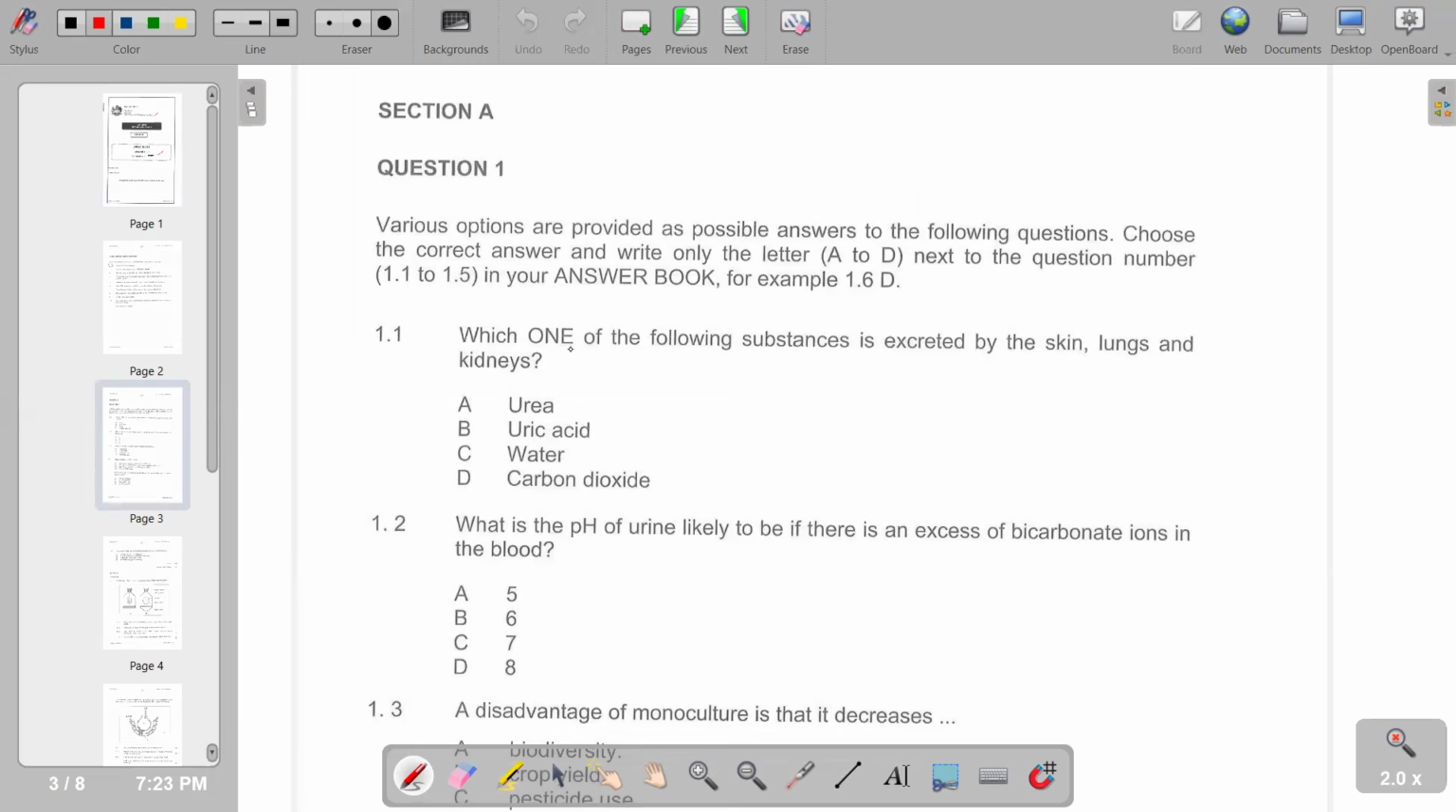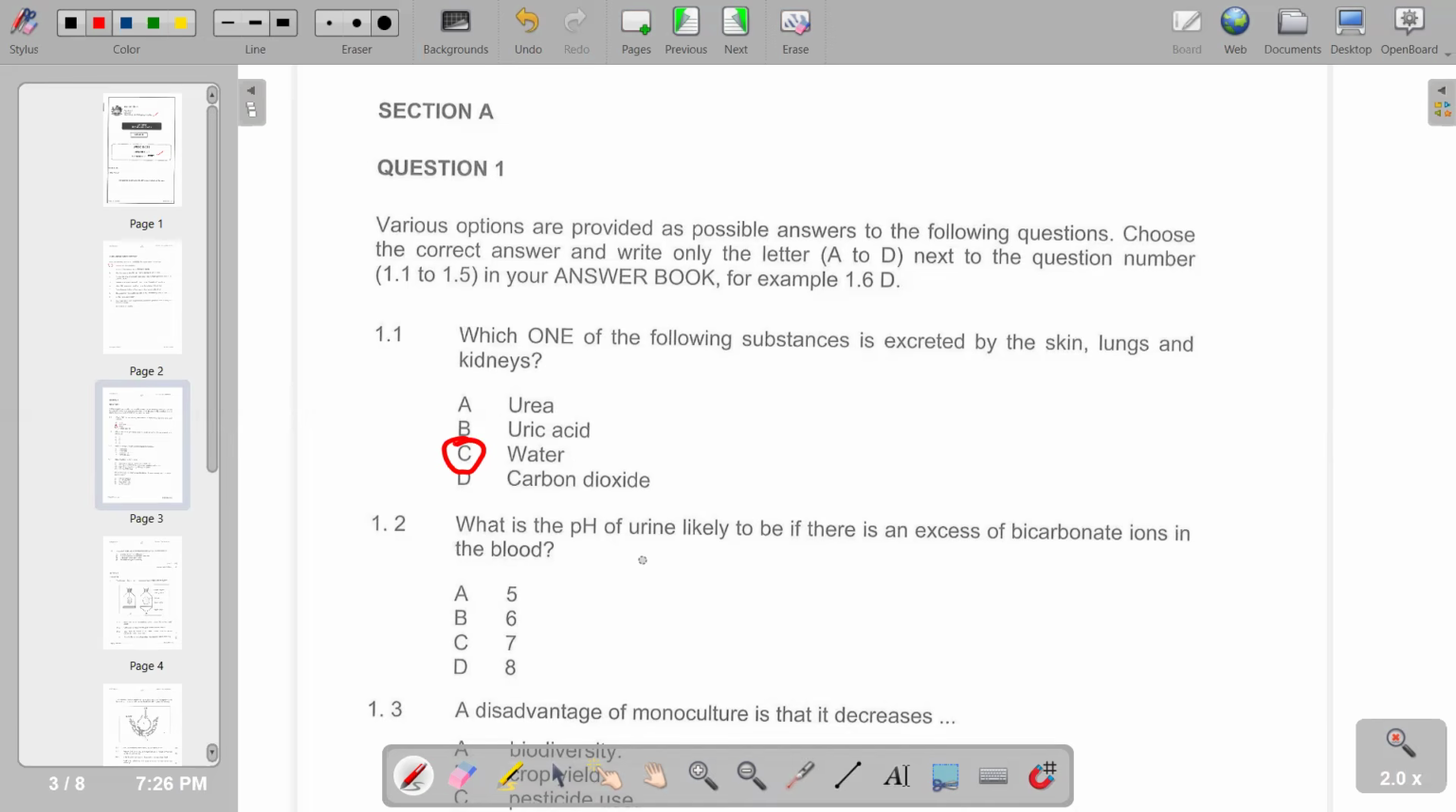The first question reads, which one of the following substances is excreted by the skin, lungs, and kidneys? So of course we've got urea, uric acid, water, carbon dioxide. So you would see that the correct response that we are given there is water. We have C as the correct answer.